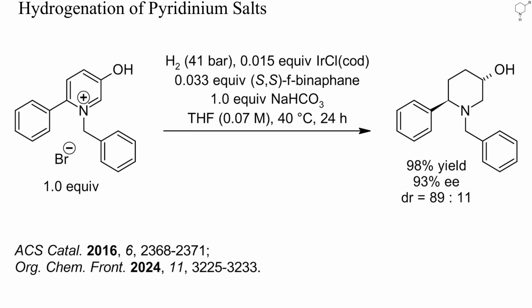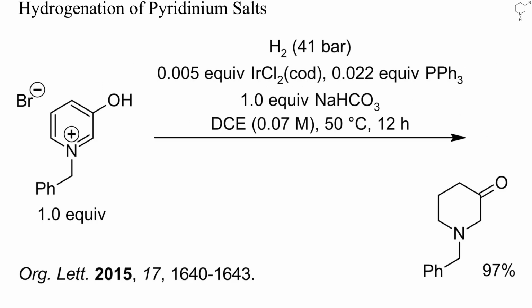Pyridines and pyridinium salts can be hydrogenated or reduced chemically to dihydro or tetrahydropyridines or to fully saturated piperidines. This is an example of enantioselective hydrogenation of a 3-hydroxypyridinium salt with the aid of a soluble iridium complex. No hydrogenation of the phenyl groups or the benzylic CN bond occurred. Under suitable conditions, such hydrogenations can also yield 3-keto-piperidines instead of 3-hydroxypiperidines.